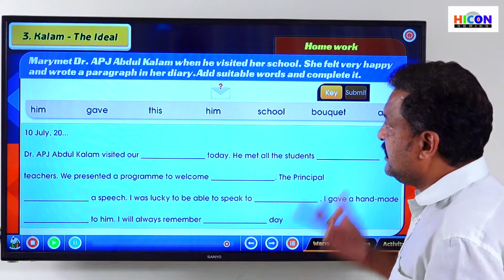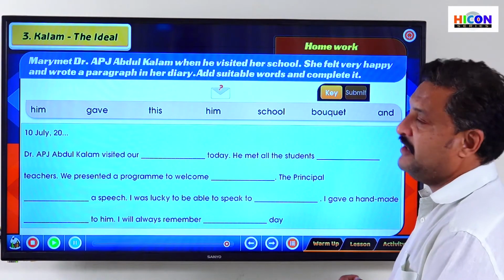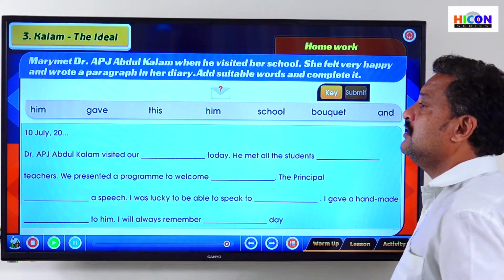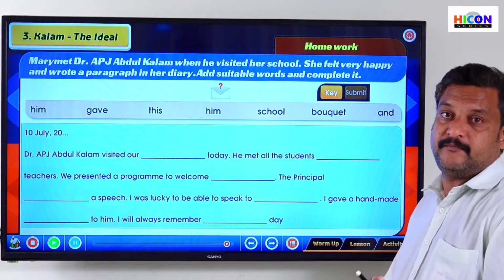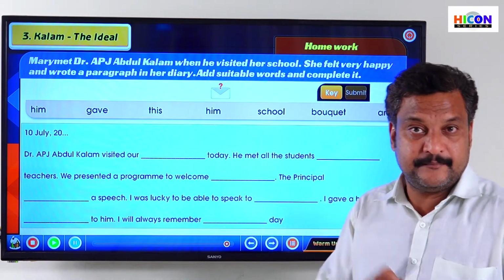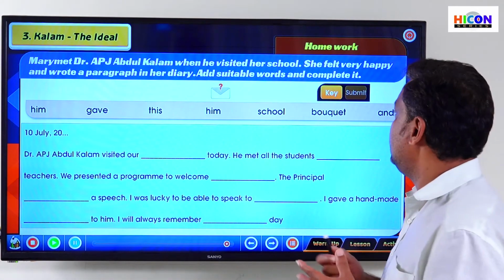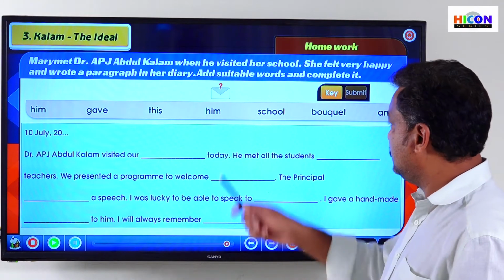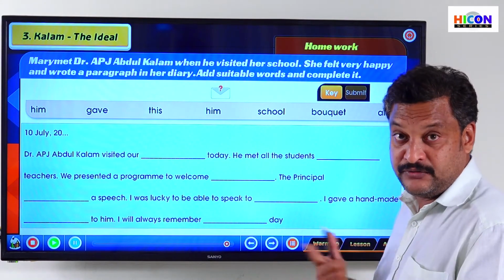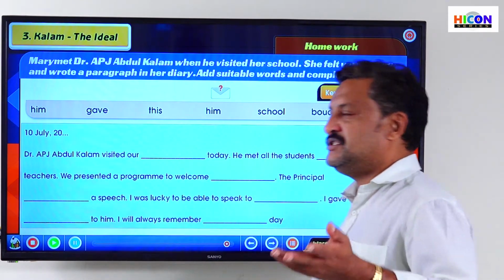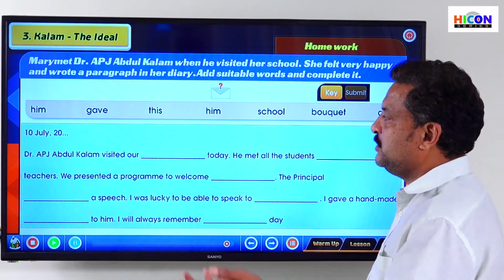So, Dr. APJ Abdul Kalam visited the school where Mary was studying. When he came to her school, she met him there, right? And after going home, she wrote a diary about that particular incident. So, her diary is here. Some words are missing in that. We need to fill that. So, the date here, 10th July 2018 or 2017 or 2019.